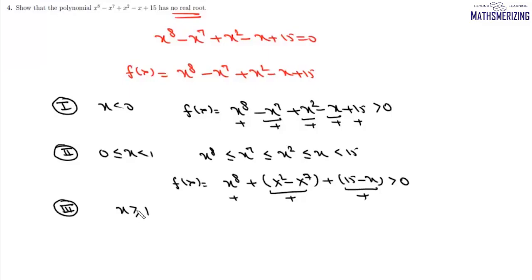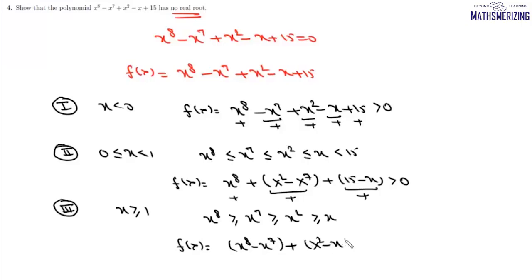Now if x is greater than or equal to 1, then in that case x to the power 8 will be greater than or equal to x to the power 7, which will be greater than or equal to x square, which will be greater than or equal to x. Now we can write this f(x) as x to the power 8 minus x to the power 7 plus x square minus x plus 15. Now this is positive, this is positive, and this is positive. That means it is greater than 0.